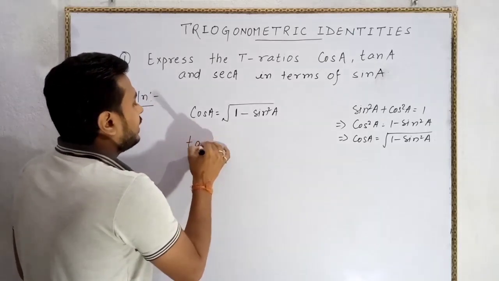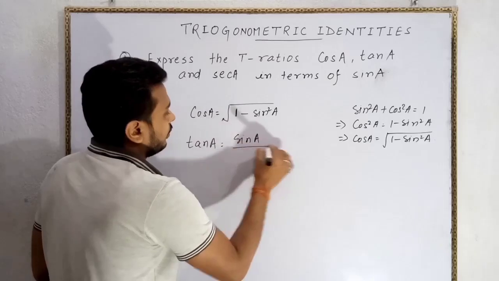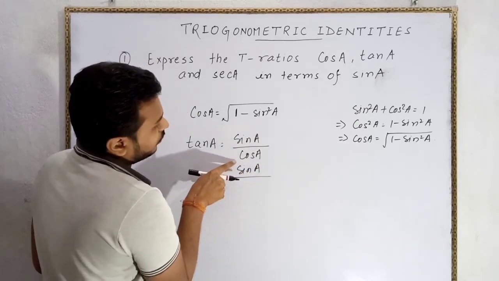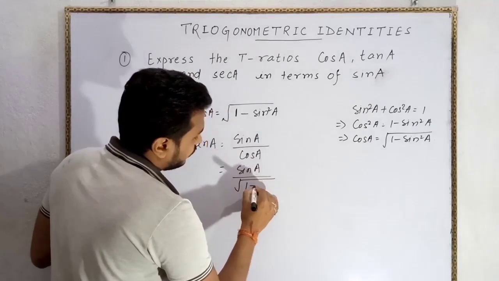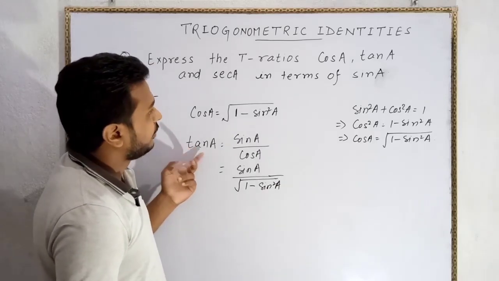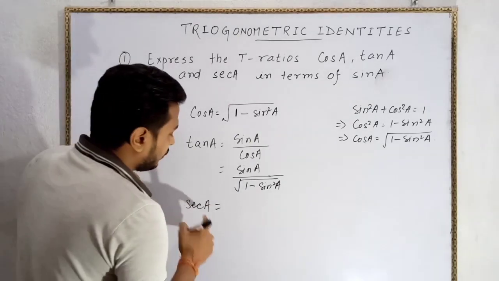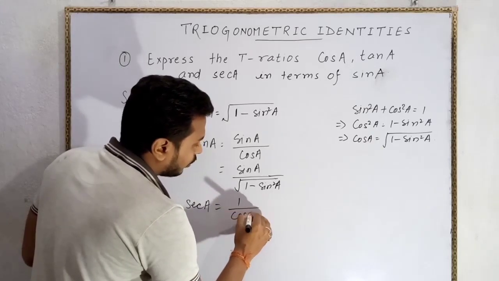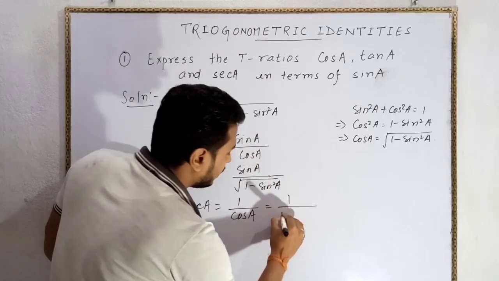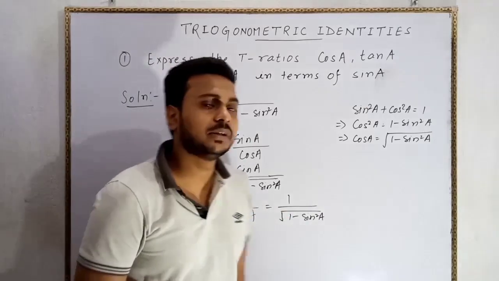Then the next is tan A in terms of sin A. We may write tan A as sin A by cos A, and we may write cos A as root under 1 minus sin square A. Thus, we got tan A in terms of sin A. And the last is sec A in terms of sin A. We may write sec A as 1 upon cos A, and cos A as root under 1 minus sin square A. Thus, we got sec A in terms of sin A.